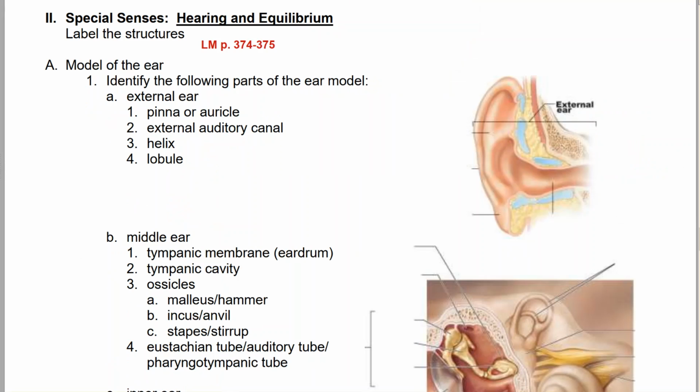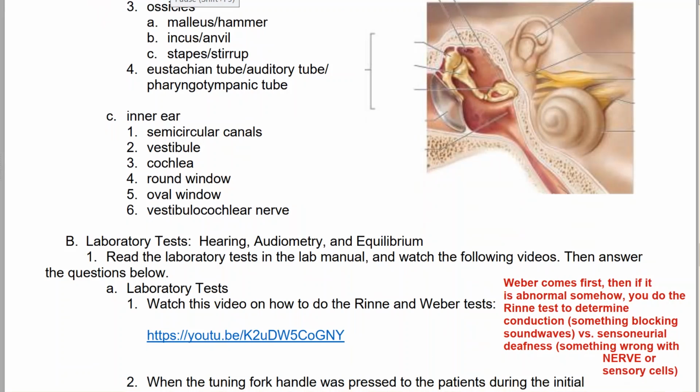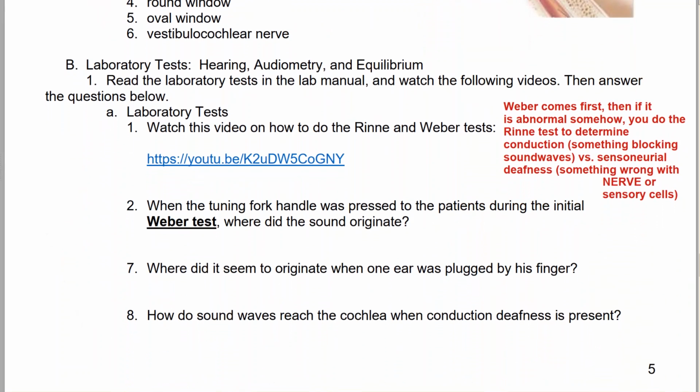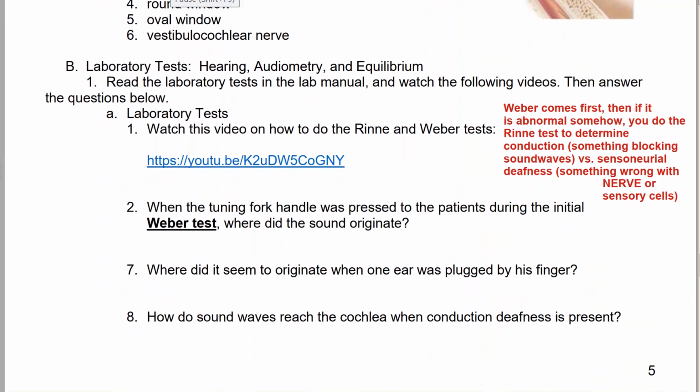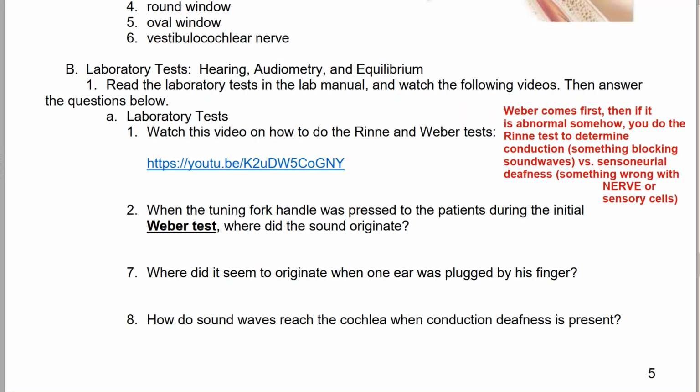Okay, and that's it for vision. So now we'll move on to hearing and equilibrium. Page 5 of your lab manual or lab report, I believe. It's going to lead you through the anatomy of the ear: external ear, middle ear, inner ear. And then on the bottom of the page, you'll start looking at and watching some videos about some hearing tests. So I'll come back to that.